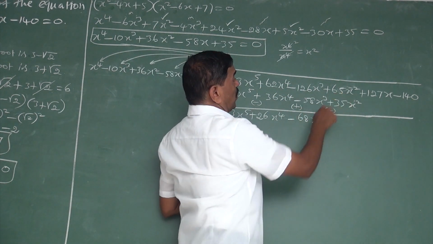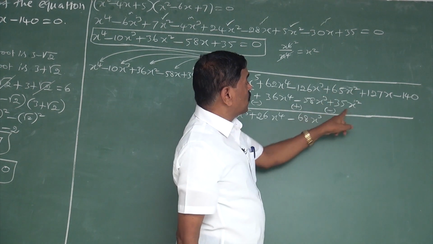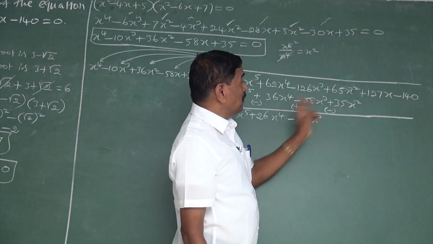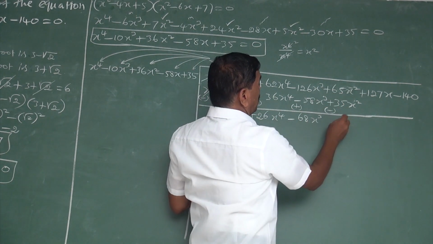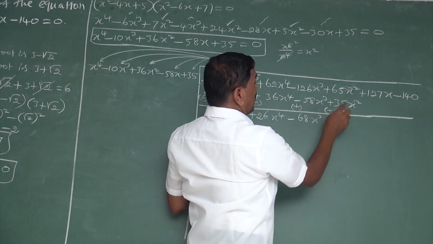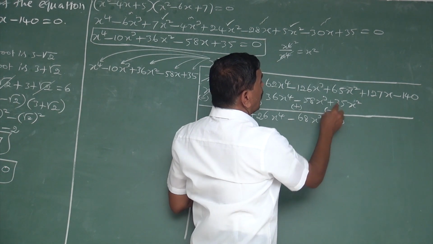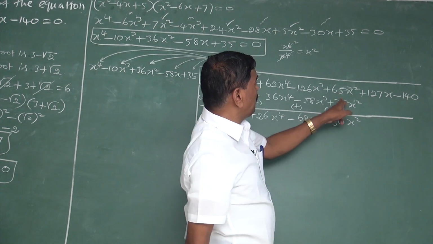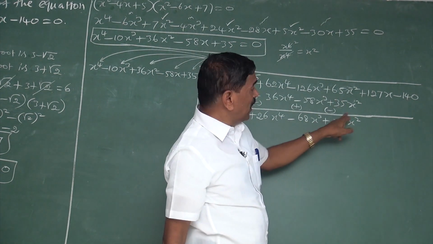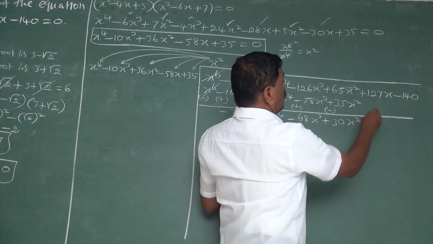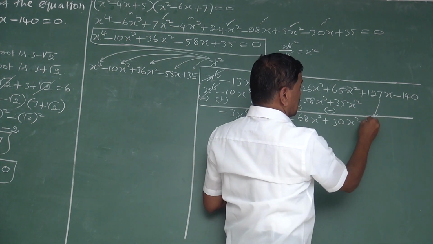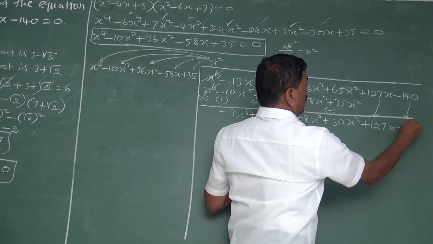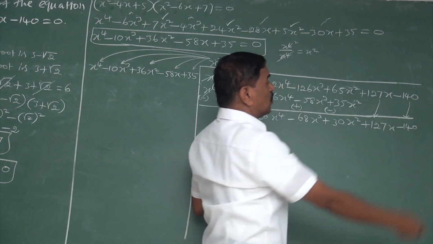Okay, come to the x square term. Here plus 65x square minus 35x square. What is the simplification? Very good. Here 5 minus 5 is 0, and 6 minus 3 is equal to 3, and the big number has sign plus, so plus 30x square. That is 65 minus 35 equal to 30. One can write 30x square directly. And the remaining two terms, bring them as they are: plus 127x and minus 140. Bring the last two terms as they are.